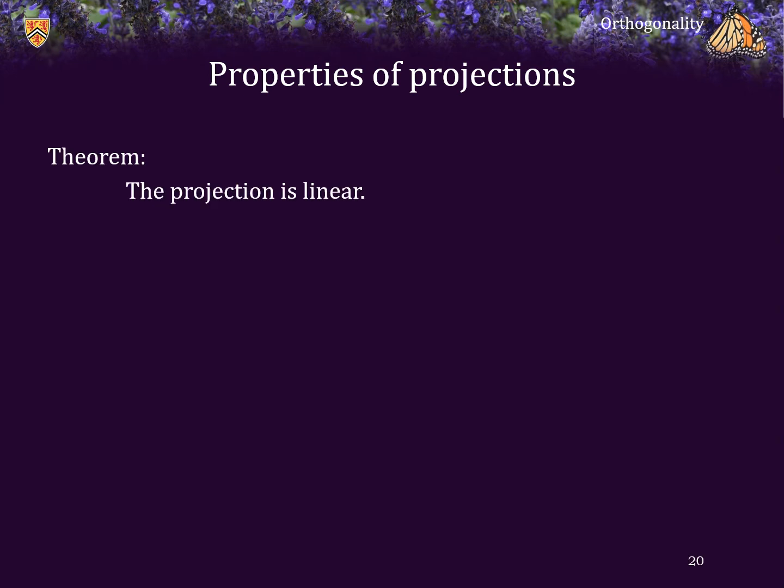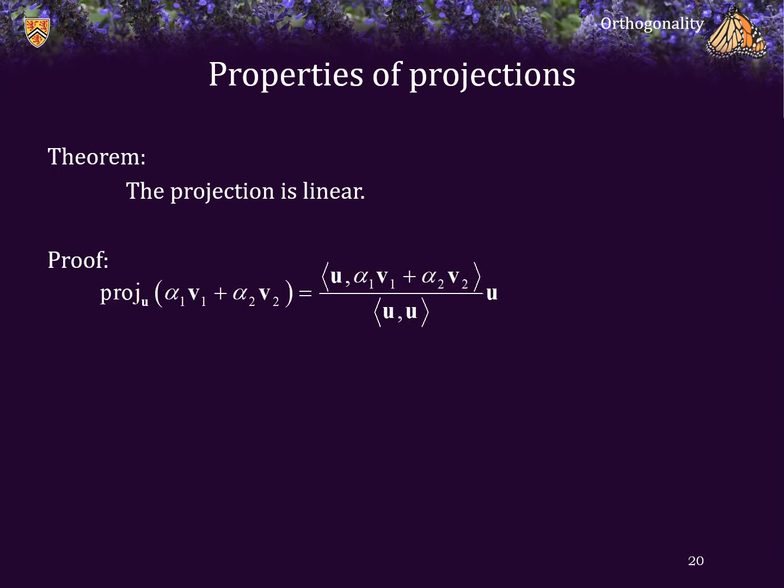Theorem: the projection is linear. Proof: well, the projection of this linear combination of vectors v1 and v2 is just the inner product of u and this linear combination over the inner product of u and itself, all times the vector u. But wait a second, the inner product is linear in the second operand for both real and complex vector spaces. And so therefore the numerator can be expanded into this linear combination of inner products.